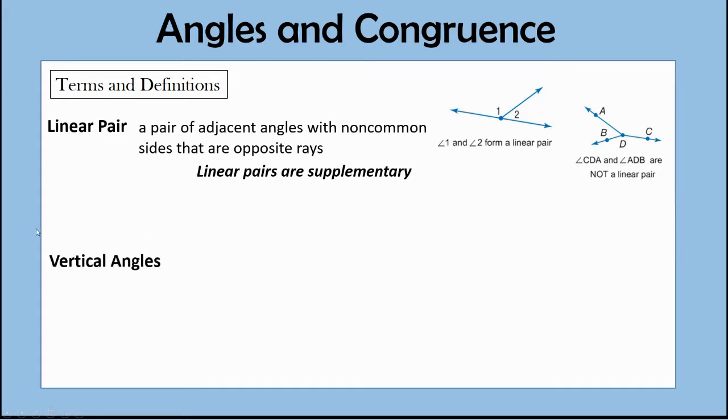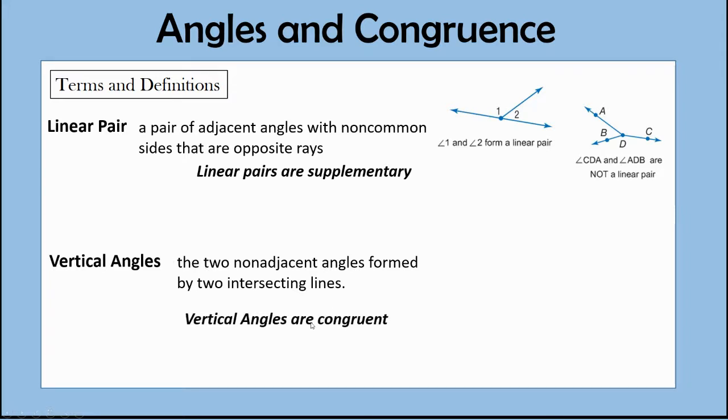Vertical angles. Vertical angles are the two non-adjacent angles formed by intersecting lines. So it's the angles that are across from each other when lines intersect. Something like this. If I have these two lines intersecting, angle 1 and angle 2 are vertical, angle 3 and angle 4 are vertical. And vertical angles, guys, are always congruent. They're always the same measure. So whatever the measure of angle 1 is, angle 2 is also the same measure. Whatever 3 is, 4 is the same measure.